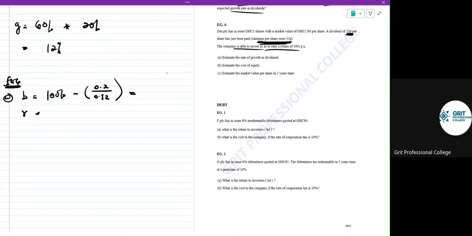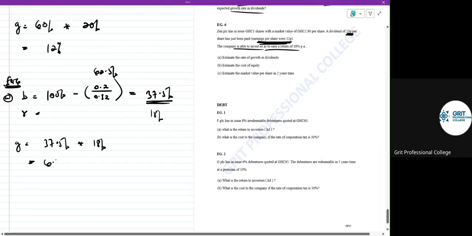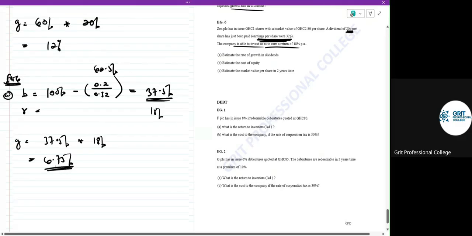So 0.2 divided by 0.32, that I believe is 62.5%. Okay, 62.5%. So 100 minus 62.5, 37.5%. That is the retention ratio. Then the return on reinvestment is 18%. And so our growth rate will be 37.5% by 18%. And that gives us a growth rate of what? 6.75%. Please cross-check all that we have done so far.